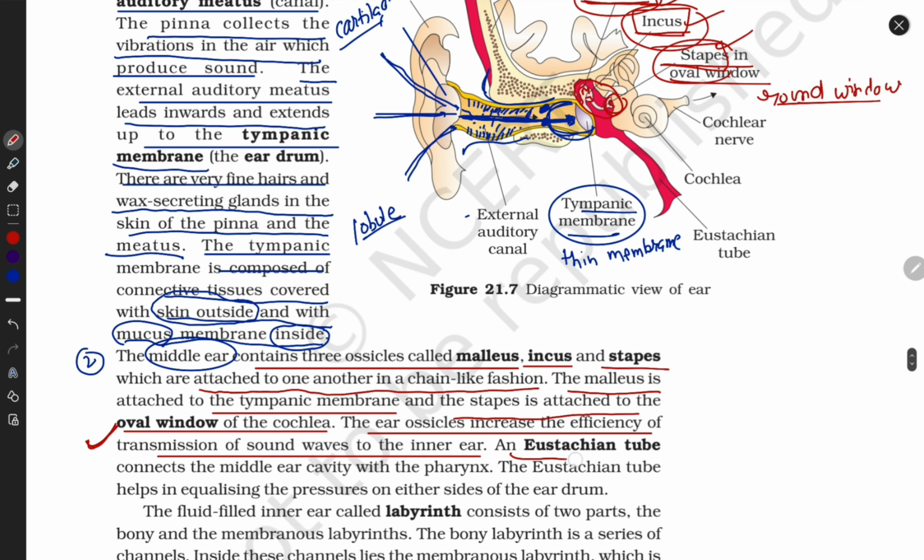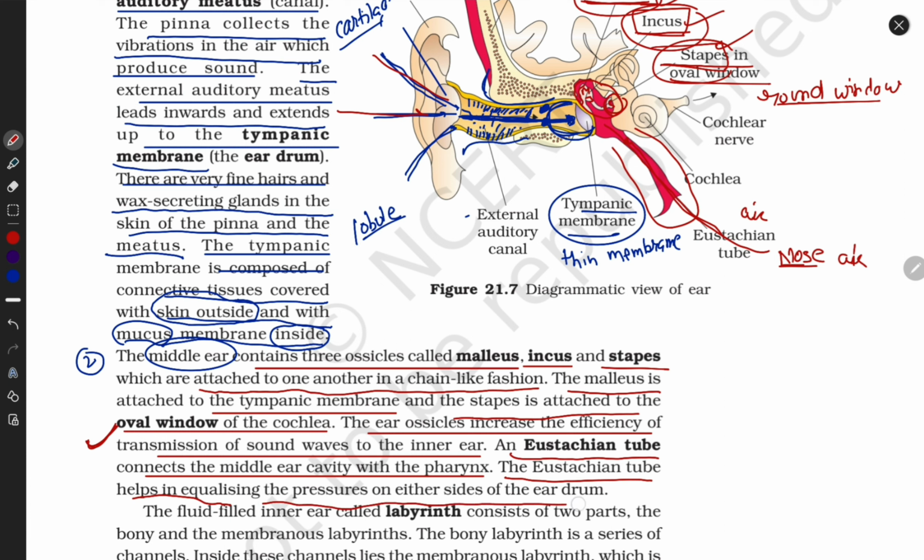Now, the Eustachian tube connects the middle ear cavity with the pharynx. When we take air from the surroundings, this tube balances it; air comes from this channel also, and air comes with this channel also, so both sides of air maintain the body balance. The Eustachian tube helps to equalize the pressure on either side of the ear, this side and this side, both sides.